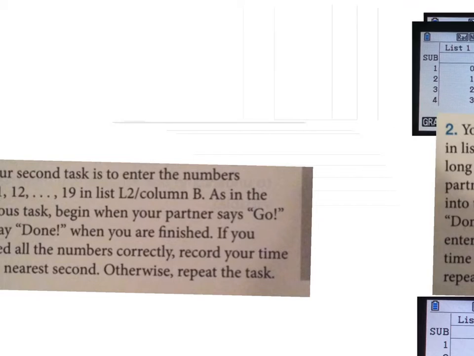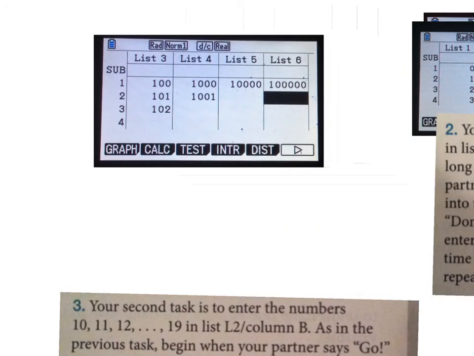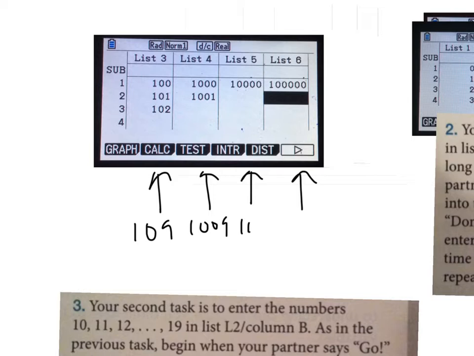You're going to do this again and again until you've done list 3, list 4, list 5, and list 6. And if you notice, these are your hundreds, these are your thousands, these are your 10,000s, and these are your 100,000s. You will go down to 109 in this column, 1,009 in this column, 10,009 in this column, and of course, finally, 100,009. If you've completed the task without any mistakes in each column, then you can record the time. Now you're going to have 6 recorded times when you are done.